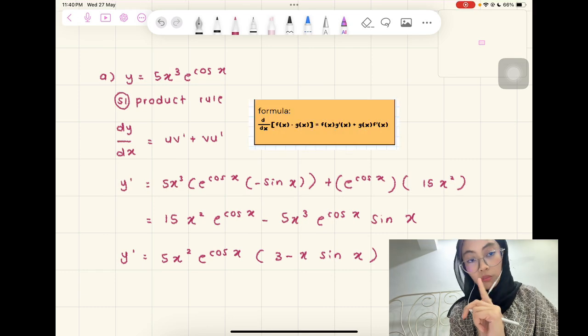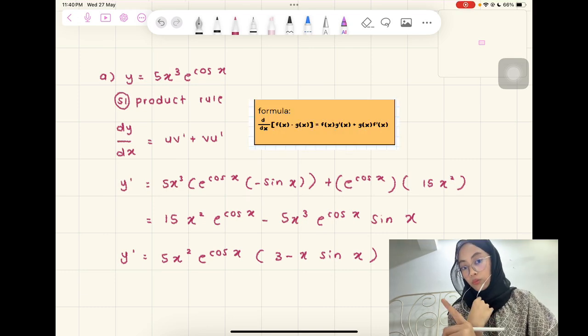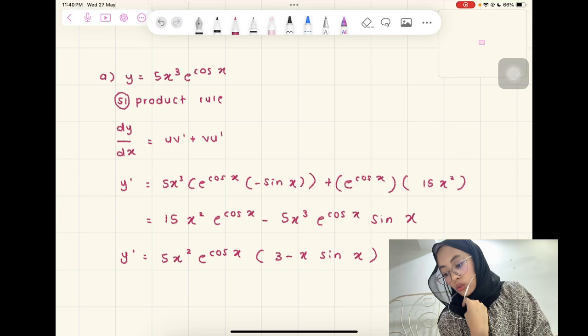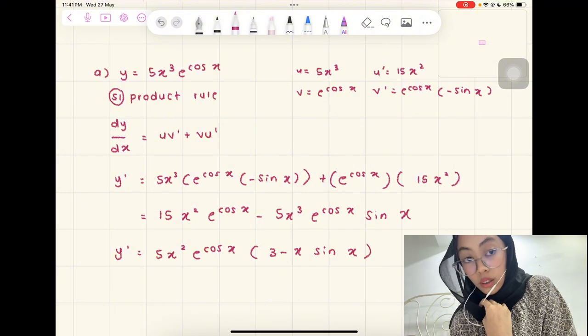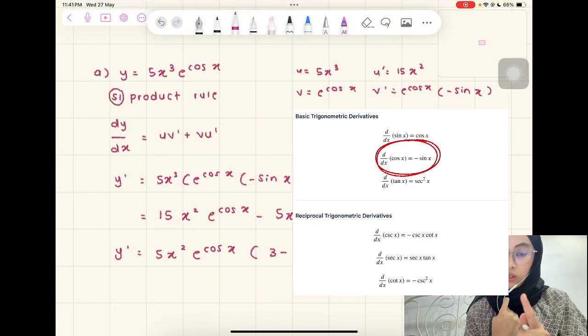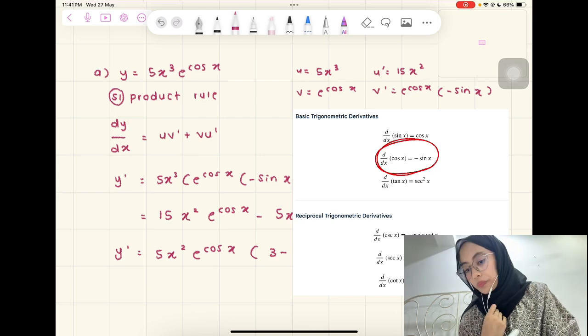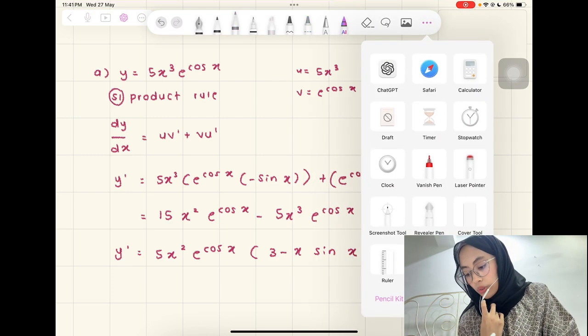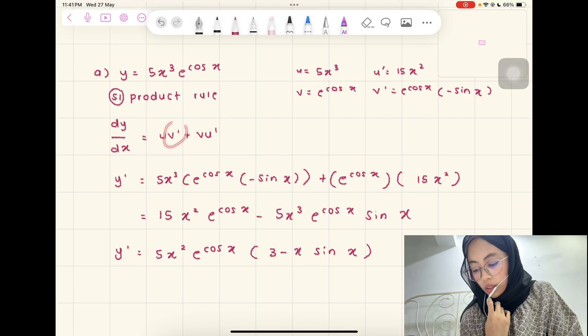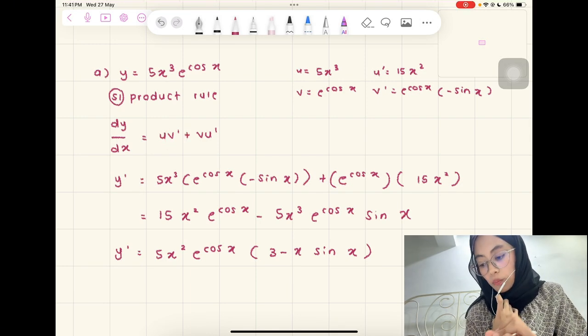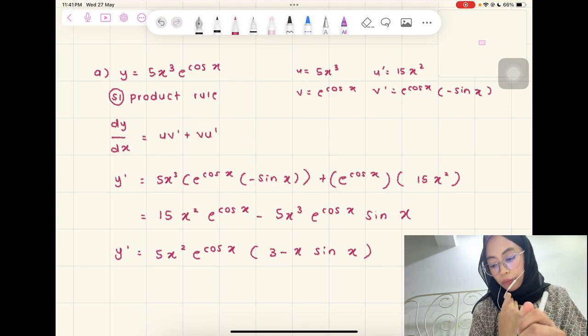I will insert an image so you can see clearly the product rule. So dy/dx equals uv prime plus vu prime, e to the power of cos x times negative sin x, which is the derivative of cos x. I will also insert an image of that one. So using product rule, y prime equals 5x cubed times v prime, e^cos x times negative sin x, plus v, e^cos x, times u prime, which is 15x squared.